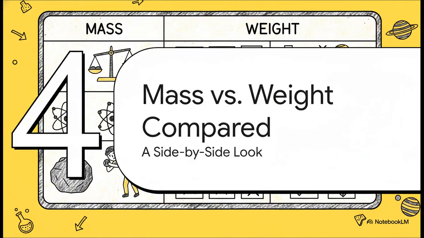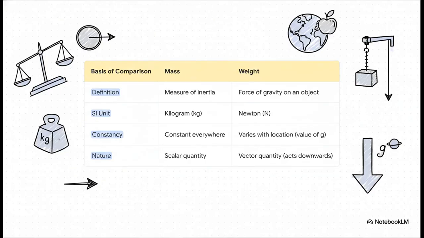Okay, now let us put all our learning together. We are going to clearly list out the differences between mass and weight to avoid any confusion. This will be very helpful for you. This table clearly summarizes the key differences. So first, let's look at the definition. Mass is the measure of inertia, while weight is the force of gravity. Second, the SI unit. Mass is in kilograms, kg, while weight is in newtons, N. Third, constancy. Mass is constant everywhere, but weight varies with location because the value of g changes.